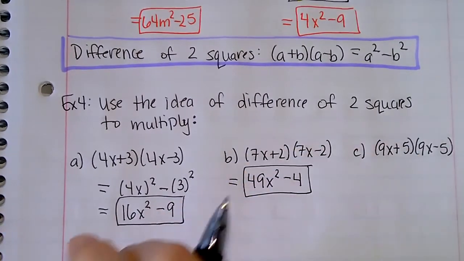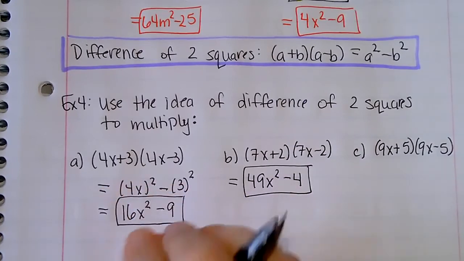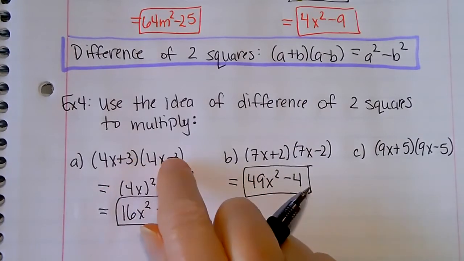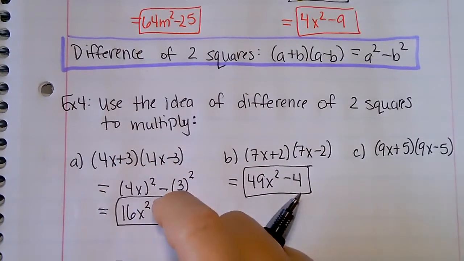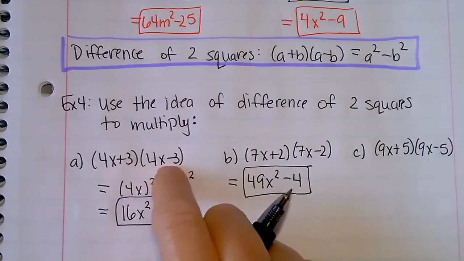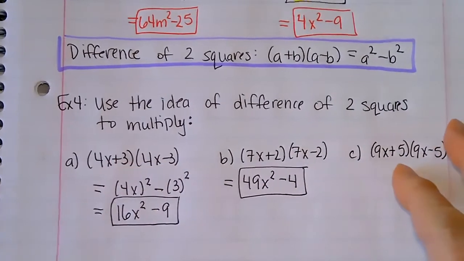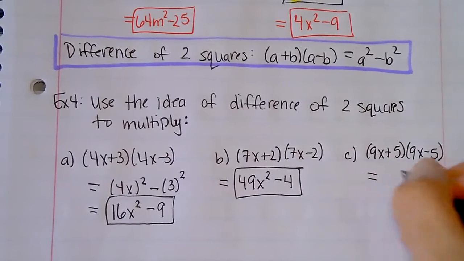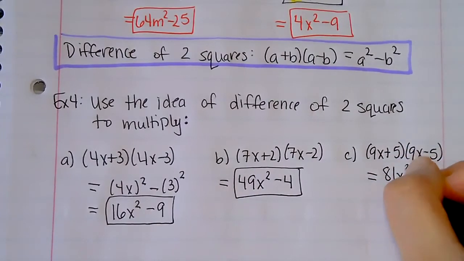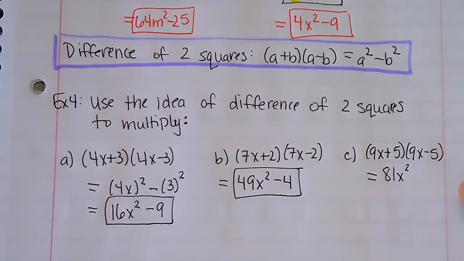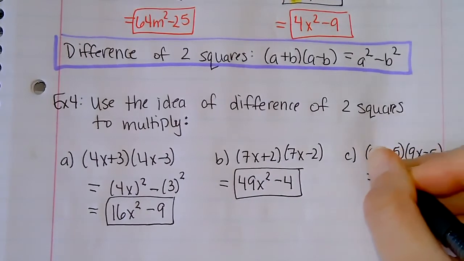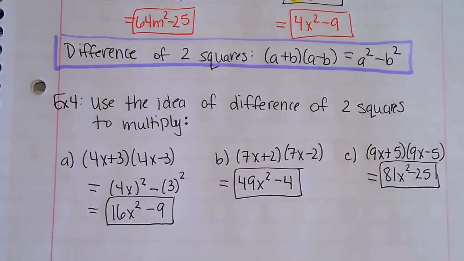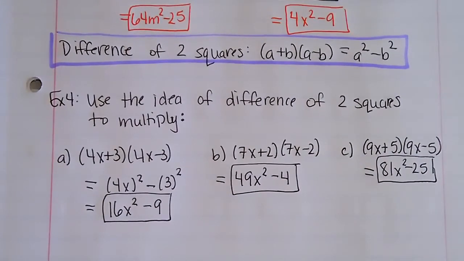Now again, understand this is how I do it when you have the same terms, but one's a plus and one's a minus. If these were totally different numbers, I would use a box. If this was a plus and this was a plus, again, I would not use this method. Over here, last one, this is going to be 81x squared because 9 squared is 81, and 5 squared is 25. So 81x squared minus 25. So that's the end of the notes section. We're going to move into the classwork section.